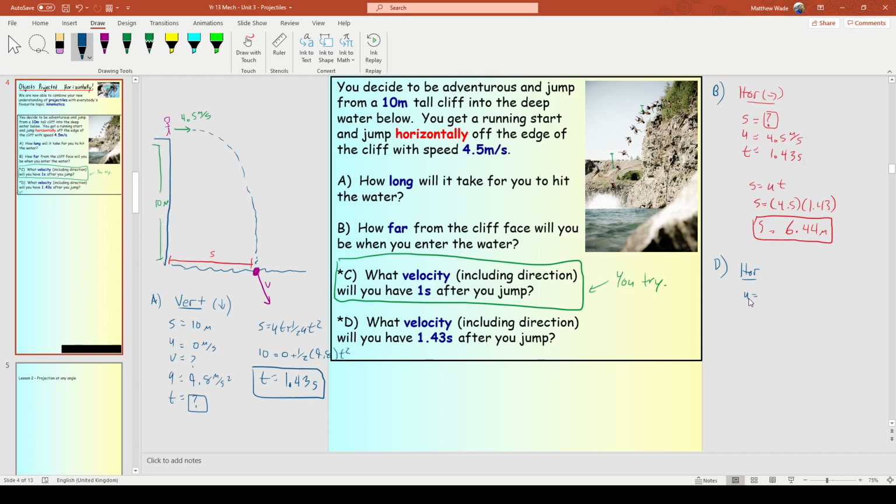Because the horizontal velocity remains the same throughout. Whether you're here at the start, or here halfway, or here all the way at the bottom, no matter what, you're going 4.5 meters per second. Because horizontal velocity doesn't change, apart from with wind resistance, which in our course we'll always just neglect. We'll always ignore it. It's not mysterious or anything.